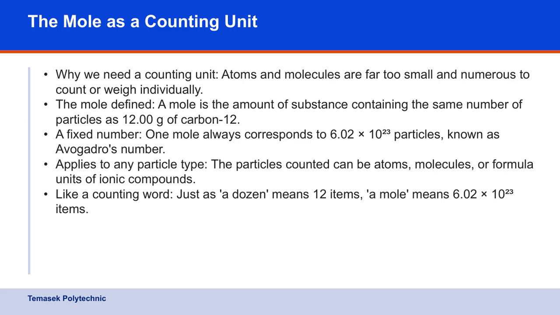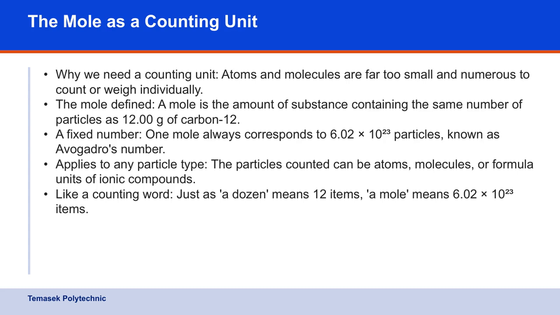Here is the analogy that makes this click. Think of a dozen. When you order a dozen eggs, everyone knows that means exactly 12 eggs. A mole works exactly the same way. Instead of 12, it just means 6.02 times 10 to the power of 23 items. The word mole is simply a counting word, just at a scale suited for atoms and molecules. What makes this powerful is that it applies to any particle type: atoms, molecules, or formula units of ionic compounds. In engineering practice, whether you are designing a chemical reactor or calculating fuel consumption, the mole is your bridge between the microscopic world of chemistry and the macroscopic world of mass and volume that you can actually measure and work with.